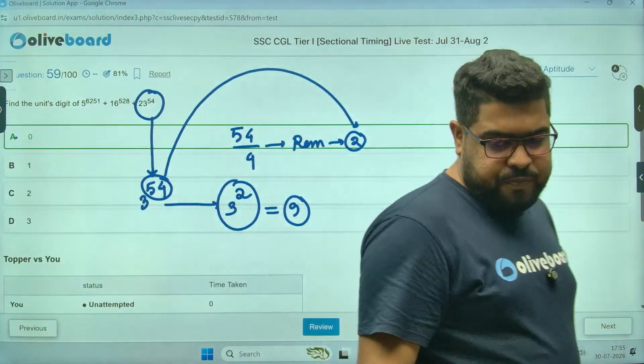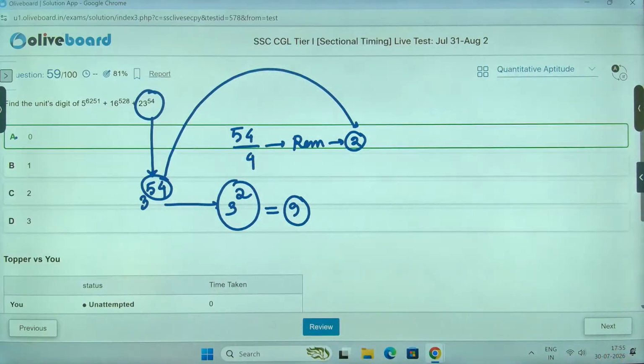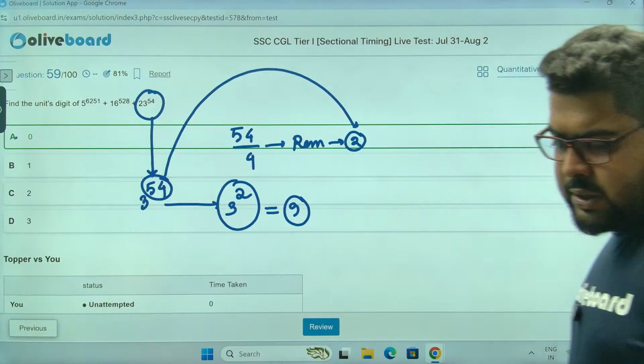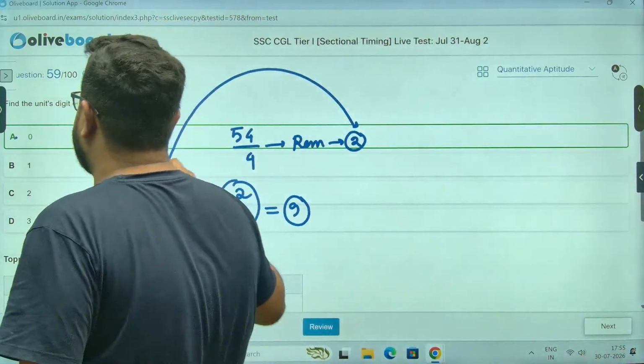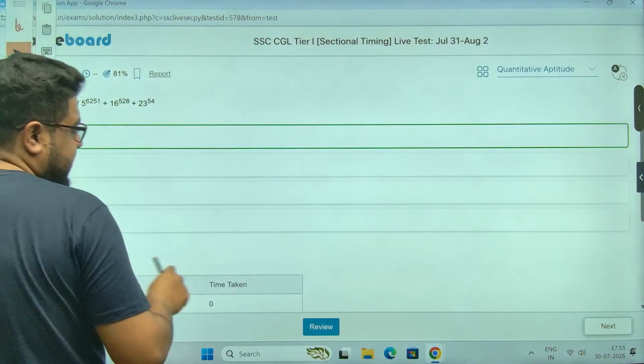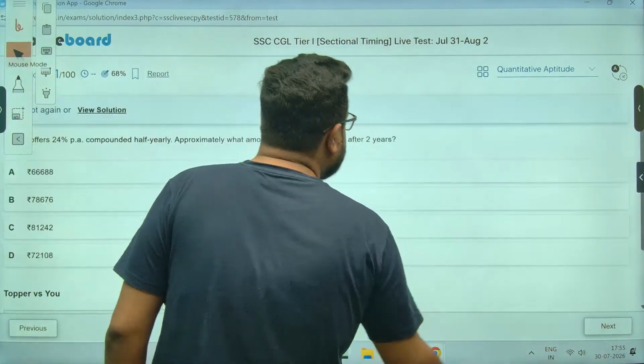Clear? Gopu? That is the rule for 2, 3, 7, 8, all 4 numbers. They don't have any shortcuts. You have to do it like this. Next one, please, sir.